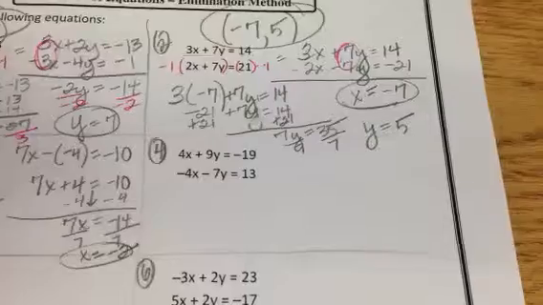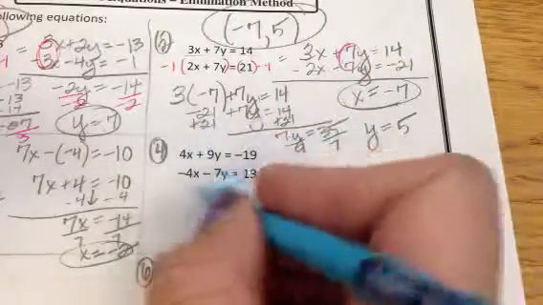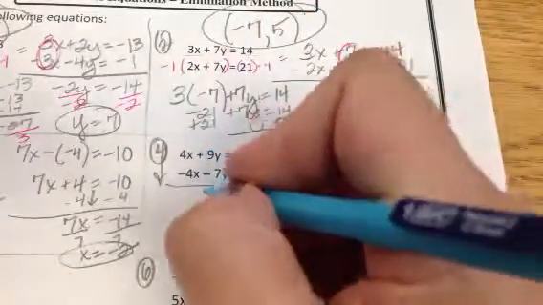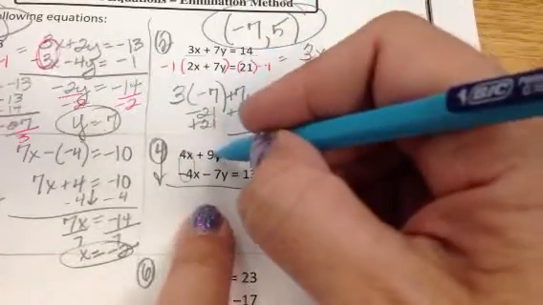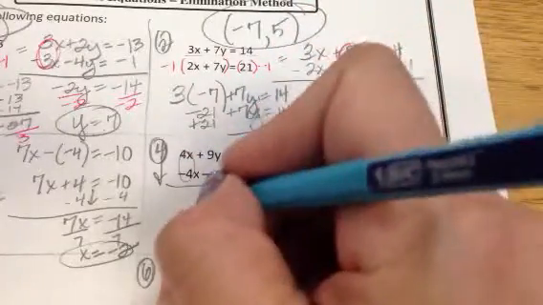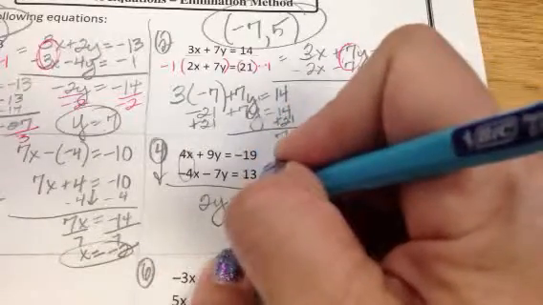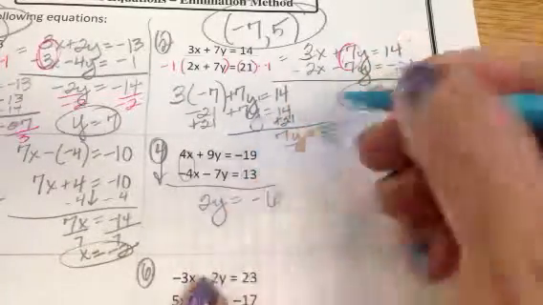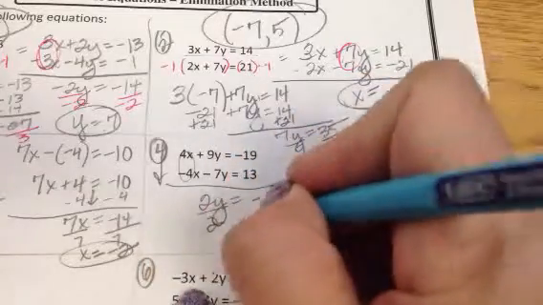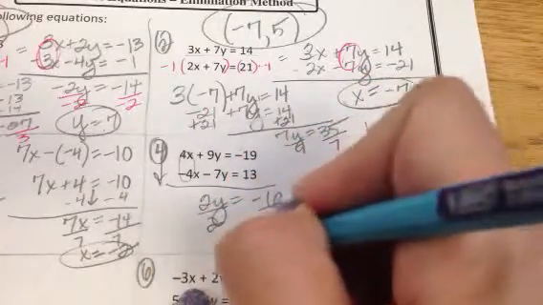Number 4. In number 4, I have opposite coefficients on x. I'm going to combine down and find out that 9y minus 7y is going to give me 2y. Negative 19 plus 13 is going to give me negative 6. When I divide both sides by 2, I wind up with y is equal to negative 3.